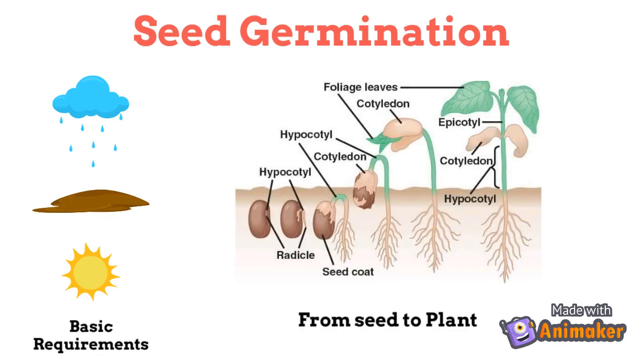Once the seed coat opens, the embryo grows out of it. The embryo feeds on cotyledon and grows into a small plant. The small plant is known as seedling. Later, a seedling grows into an adult plant.